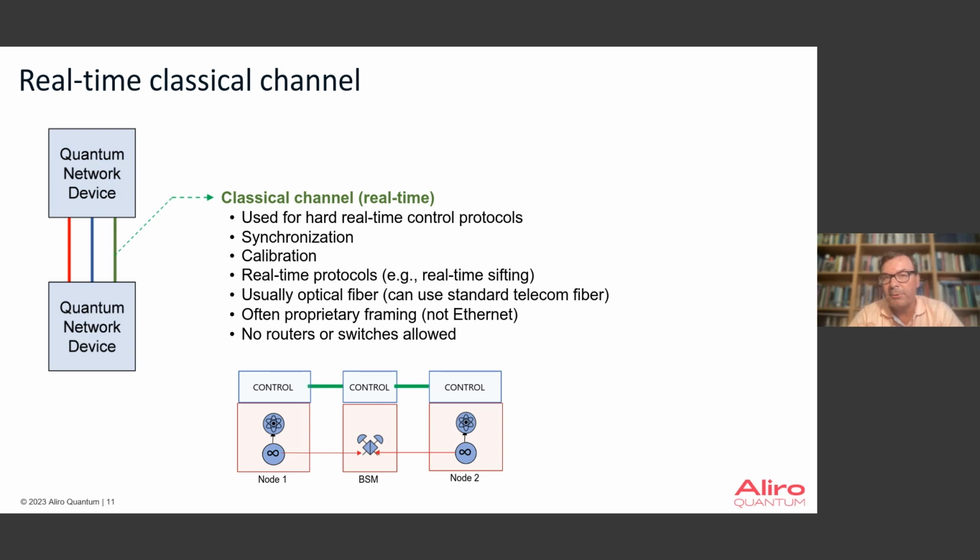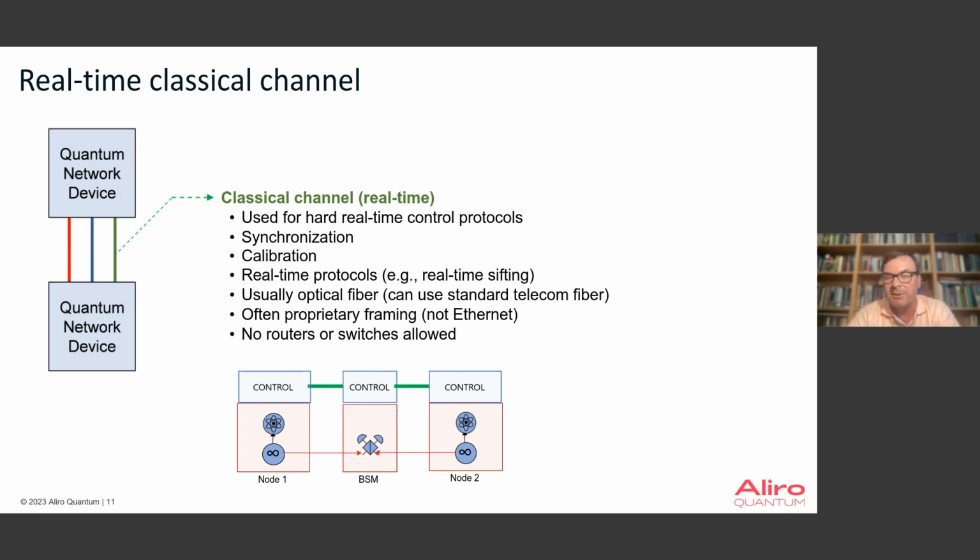Now, because these protocols use custom framing and not standard Ethernet framing, these hard real-time control protocols have to be carried over a dedicated and separate channel, which I refer to as the real-time classical channel. But there's no standard name for it. It's also known by many other names.